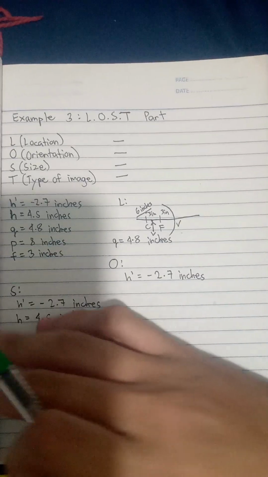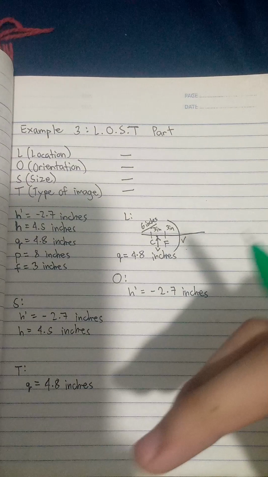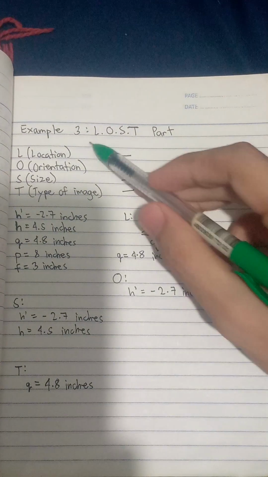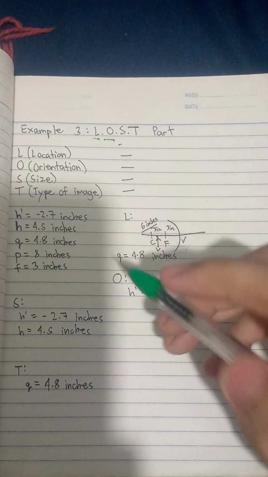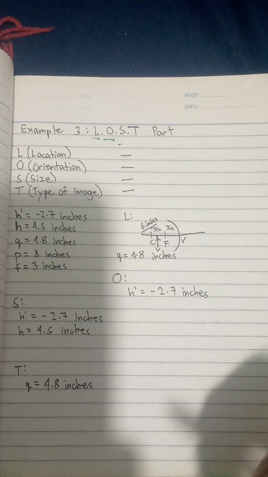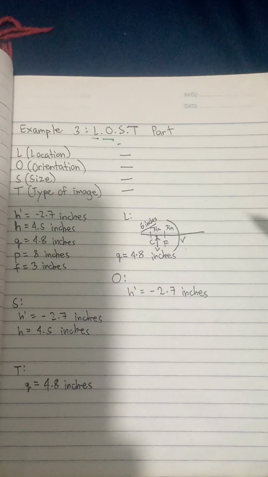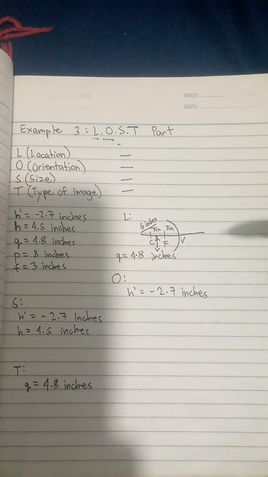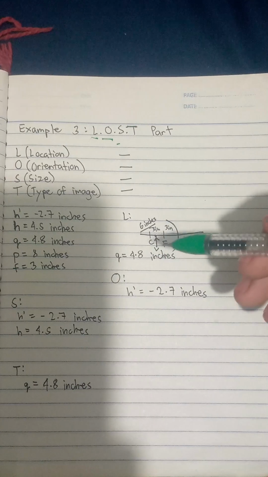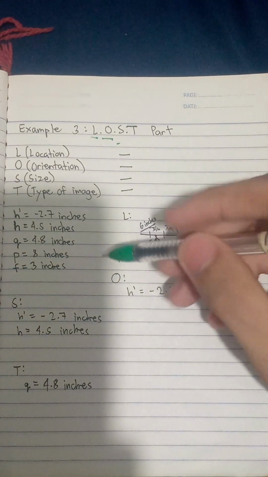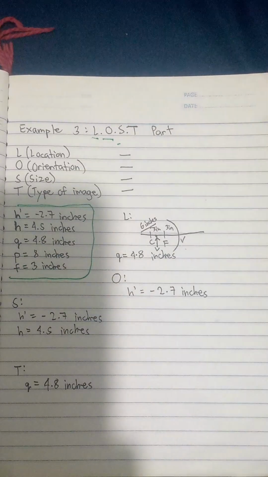And continuing, we look for the location, orientation, size, and type of image, for short L.O.S.T. Let's try to learn them. First is location. How do we get location? This is from example number 3, by the way. These values are from example number 3.